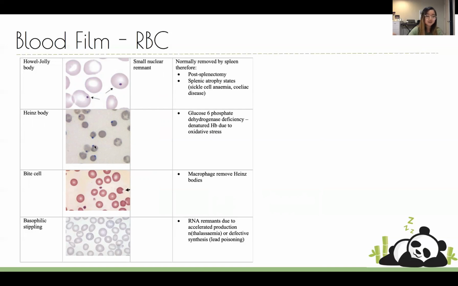Heinz bodies and bite cells are for G6PD deficiency. Remember, Heinz, like beans: macrophages go yum, take a bite out, and it becomes a bite cell. And beans, broad beans, fava beans, are related to G6PD deficiency.